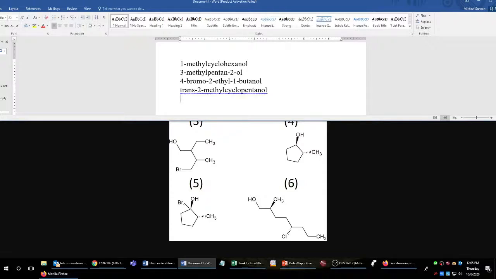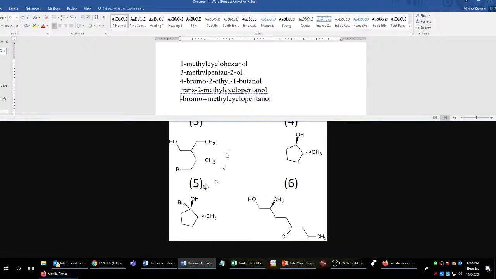Now, for number 5, you've got a bromo, a methyl, and a cyclopentanol. And again, the alcohol is going to take priority, so you don't need to specify its position, but we do need to specify the positions of the bromo and the methyl group. And because we do have two chiral centers here, we do need to specify stereochemistry. Now, we can do the R and the S, but really the EZ is going to be the easiest one to do in this case.